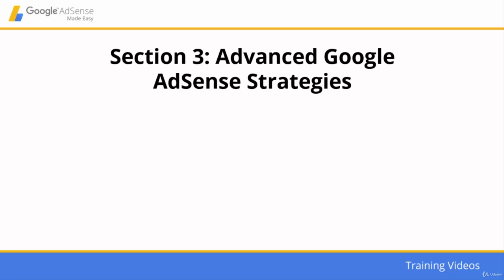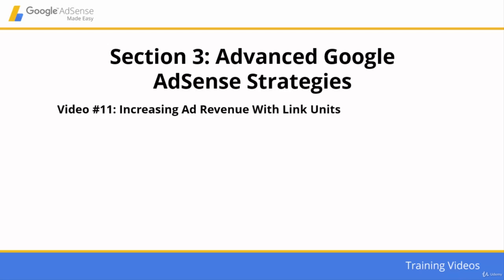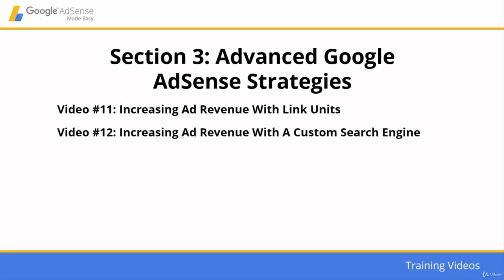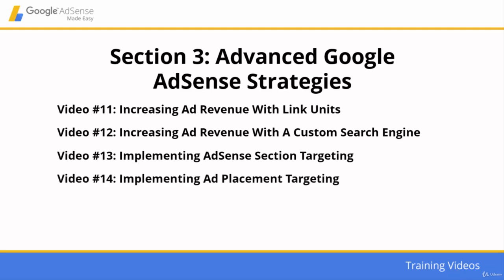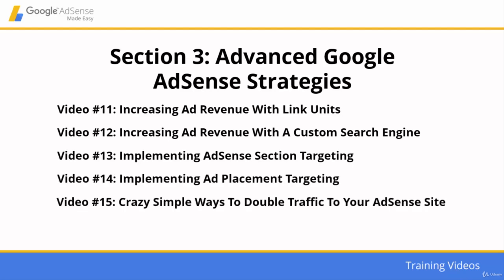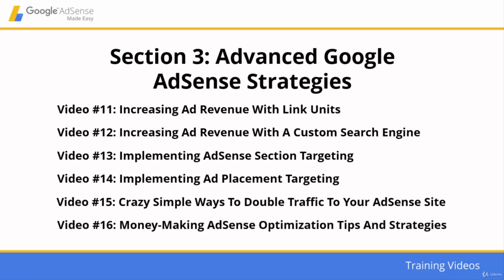The contents in this section include increasing ad revenue with link units, increasing ad revenue with a custom search engine, implementing AdSense section targeting, implementing ad placement targeting, crazy simple ways to double traffic to your AdSense site, and money-making AdSense optimization tips and strategies.